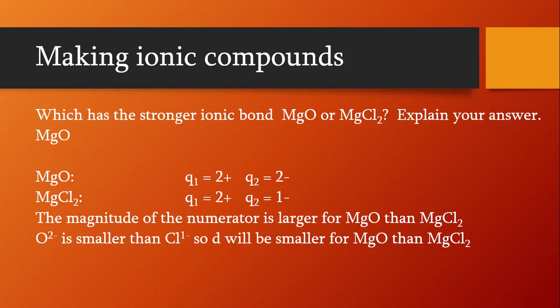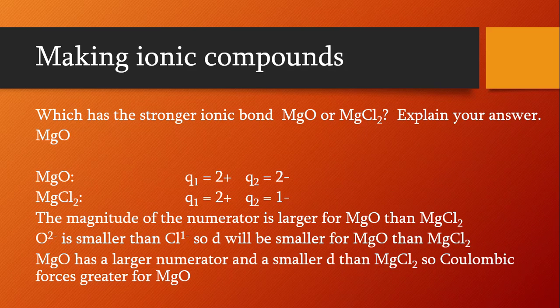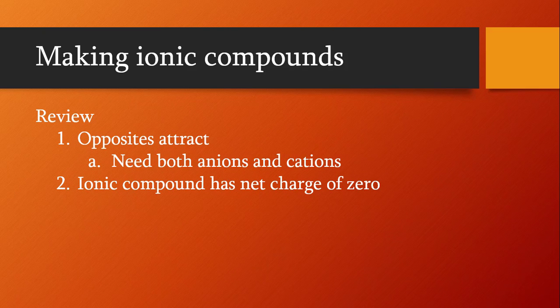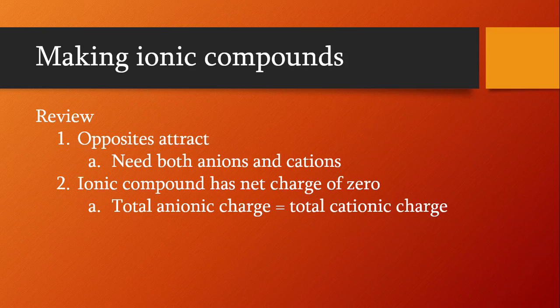So the D will be smaller for the magnesium oxide than the magnesium chloride. That means magnesium oxide has a larger numerator and a smaller denominator than magnesium chloride. So the Coulombic forces are greater for magnesium oxide. It has a stronger ionic bond. So to review, opposites attract. So ionic compounds or formula units have anions and cations. The overall charge of the compound is 0, so the total anionic charge must equal the total cationic charge.